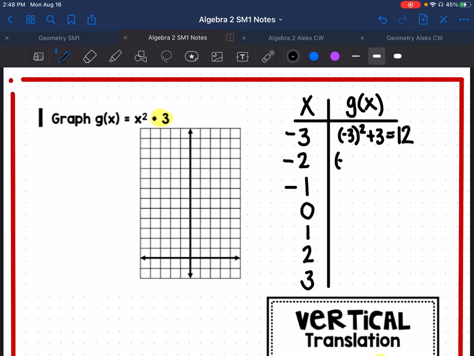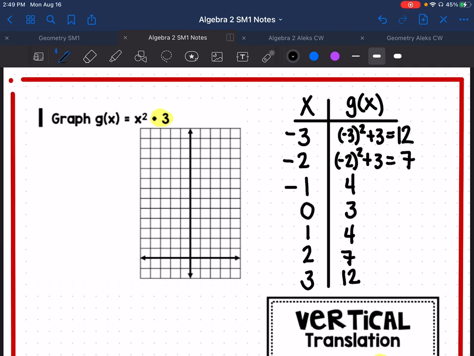Let me show you one more time. -2 squared, which is 4, plus 3, that would be 7. -1 squared is 1, plus 3 is 4. 0 plus 3 would be 3. 1 squared plus 3 would be 4. 2 squared plus 3 would be 7. And 3 squared plus 3 would be 12. There we go. There's our points.